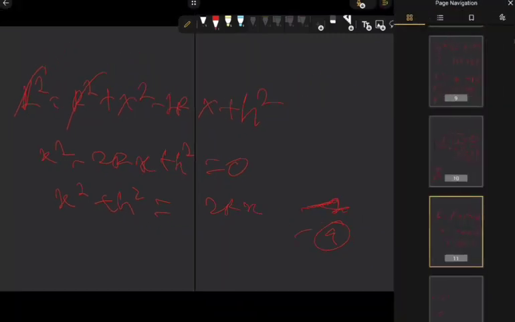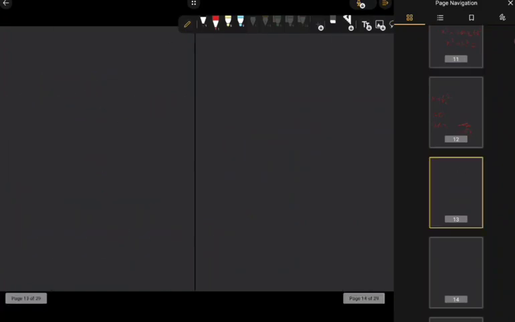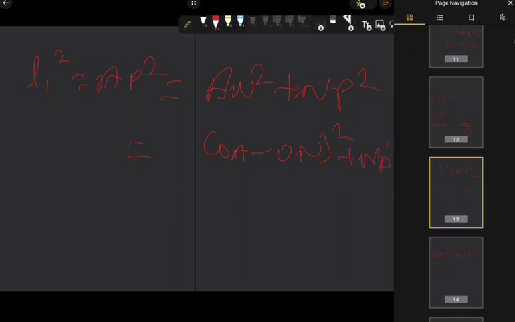Then we will have one more equation with us. Which equation? L1 square is equal to AP square. From the figure you can look at it. I won't go back into the figure. An square plus np square by Pythagoras theorem. These are very simple things. Then OA minus ON whole square plus np square, and OA minus ON is u minus x, so it is u minus x whole square plus h square, which is equal to u square minus 2ux plus x square plus h square. Okay, got it? So look at this x square plus h square now.